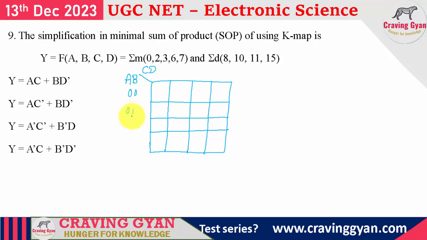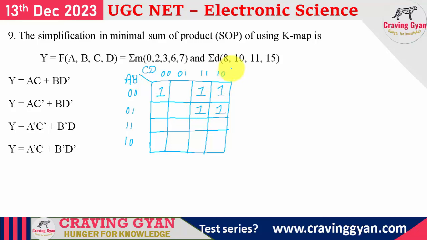Let me write the values also. And if you want to write the cell numbers, please write the cell numbers also. Orally, I will tell you, if you want, you can make a note of it. 0, 1, 3, 2, 4, 5, 7, 6, then 8, 9, 11, 10, then 12, 13, 15, 14. Like this, you are going to get. Next, 0, 2, 3, 6, 7.